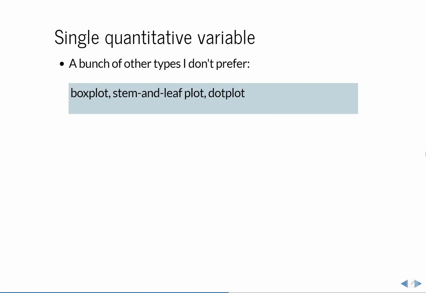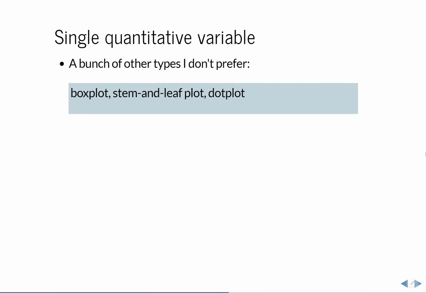Now, there's a bunch of other types that I don't prefer. I will talk about box plots in the next part of this video series. There is a use for box plots, I think, but when you're illustrating a single quantitative variable, a box plot is really just a graphical way of drawing the 5-number summary, and that can be useful, but it's maybe not the most useful thing overall. Again, I think I'd rather see a histogram.